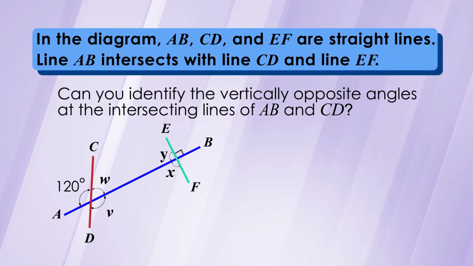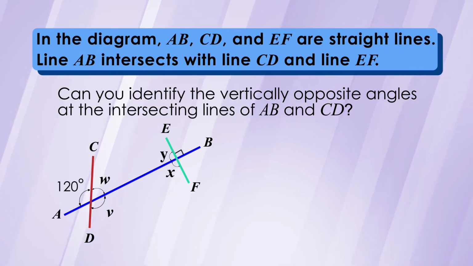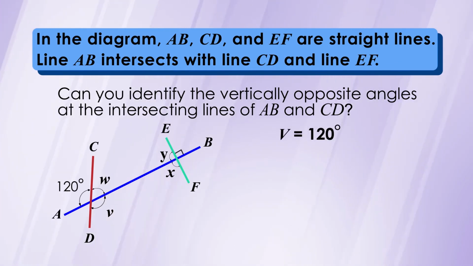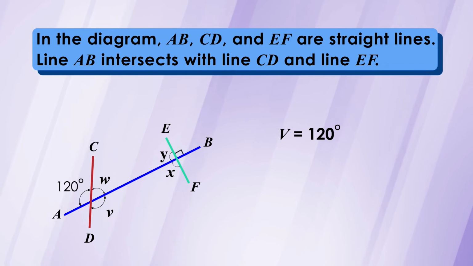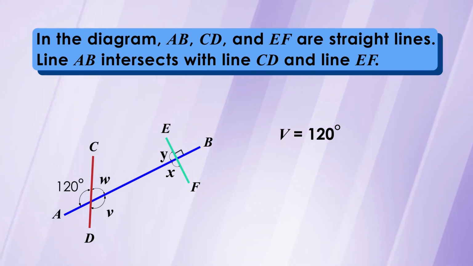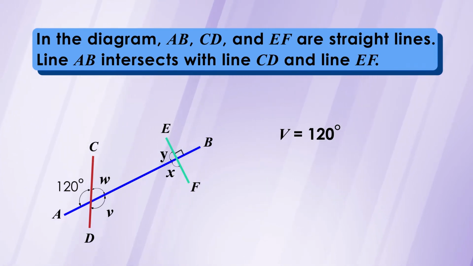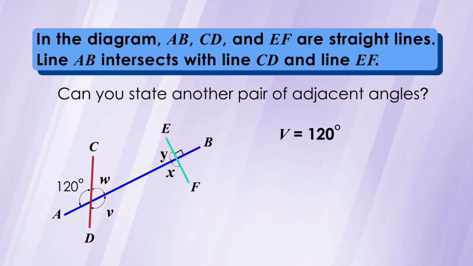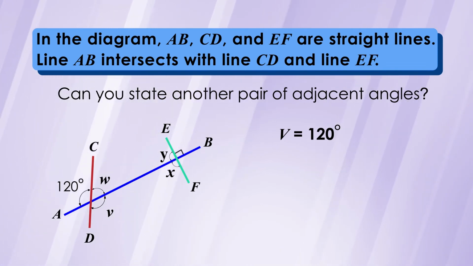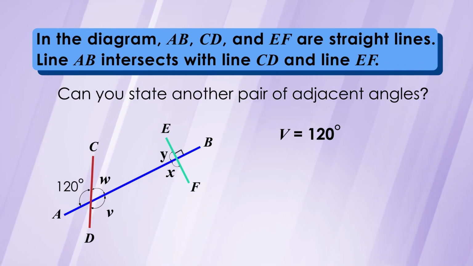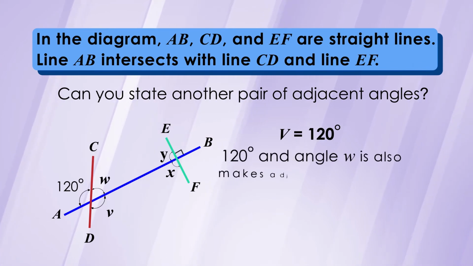Since the 120-degree angle and angle V make the vertically opposite angles, the value of V is also 120 degrees. How about angles V and W? Yes, they are adjacent angles. Can you state another pair of adjacent angles? Yes, the 120-degree angle and angle W also make another adjacent angle.